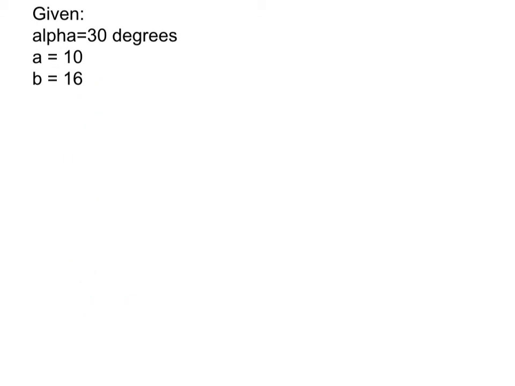Same setup, given alpha, A and B, one angle, two sides, might be a side-side-angle. Let's draw it and check it out. Picture just for my reference here. We've got 30 degrees down in this corner. We've got 10 as A, the side across from the given angle, and 16 as B, the other side.